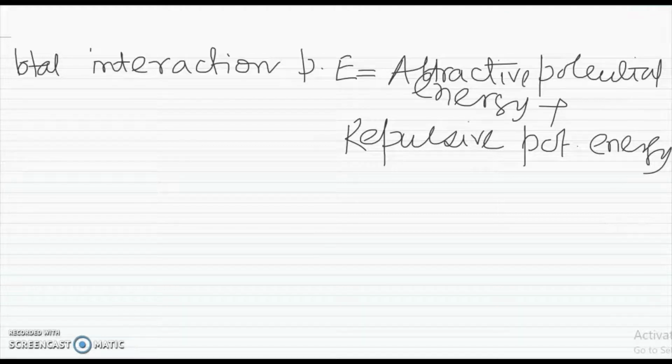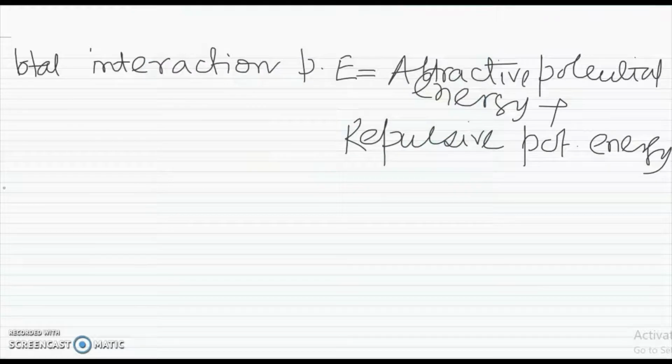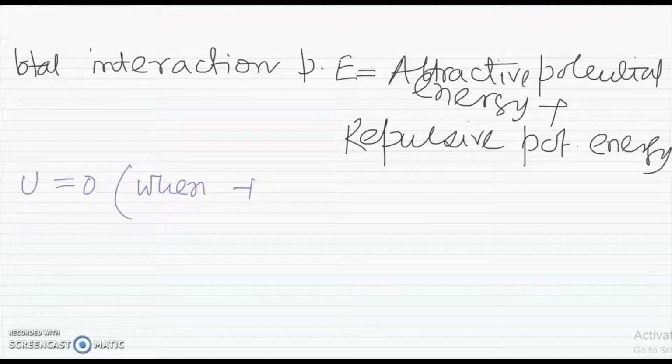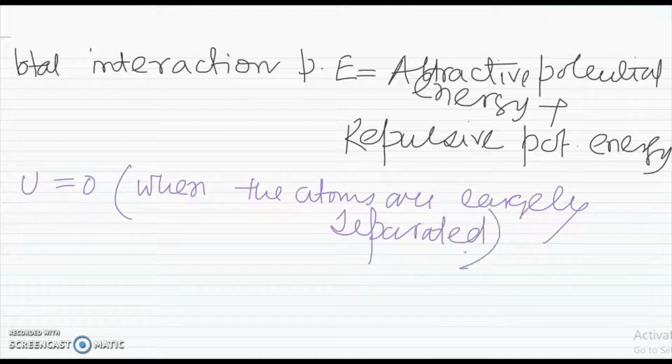Now when the two atoms are largely separated, they are assumed to be free, and hence the total potential energy of the system can be taken arbitrarily as 0. So when the atoms are at large distance, the total potential energy of the system, U, is taken to be 0. We can take the sum of the attractive potential energy and the repulsive potential energy to be 0.